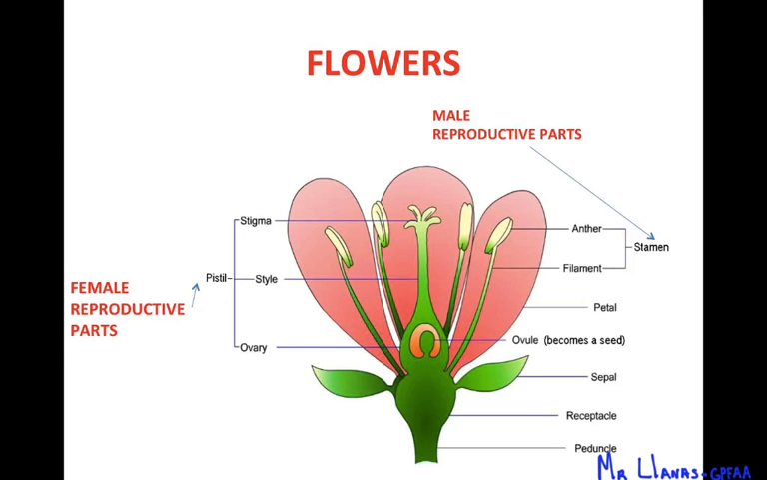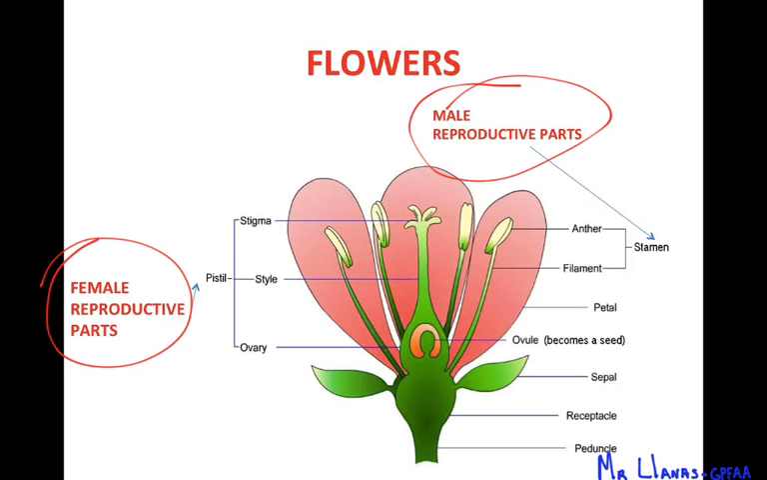You should have one of these pictures with you in your notebook. If you don't, please come by, and I'll give you a picture or you can draw it in your notebook. The main thing from this picture is that you need to label the female reproductive parts and the male reproductive parts. The male reproductive parts, both of them together, are called the stamen.